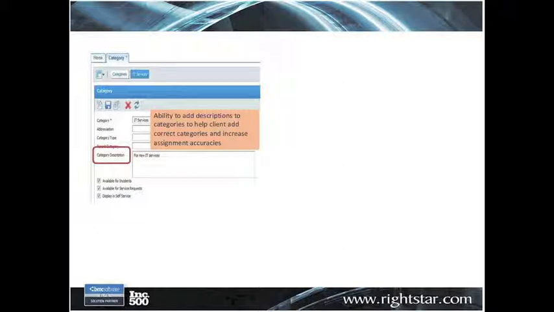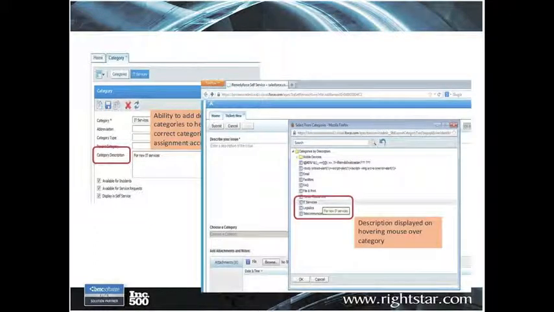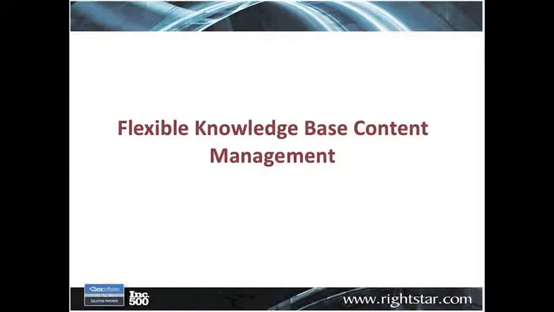Well, in Winter 14, we've added the capability so that you can basically add a hover description for each of the categories. So in the category form, you'll see a new optional field, the category description, and as you float over the category, you'll see that description appear in self-service. So that's a nice enhancement to the self-service.